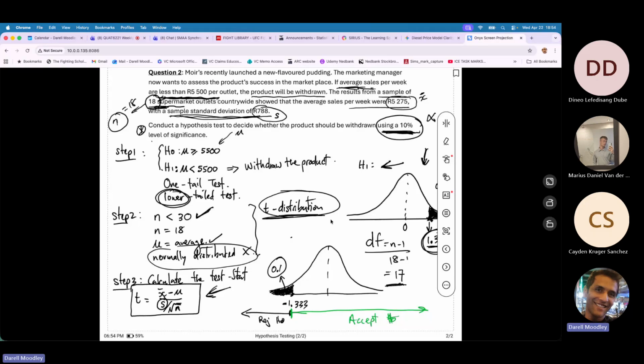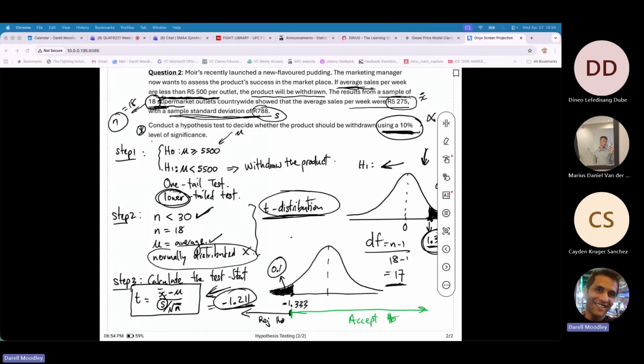So you have all the values to plug into this equation. And when you do that, you'll get a value of minus 1.211. All right, so this is step 3.